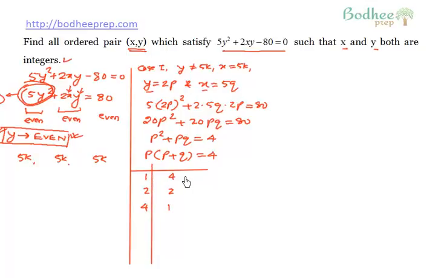So this is p, this is p plus q. Let me take it: this is the value of p, this is the value of p plus q, this is the value of q, which we will be getting correspondingly. So if p plus q is 4 and p is 1, then the value of q is 3.